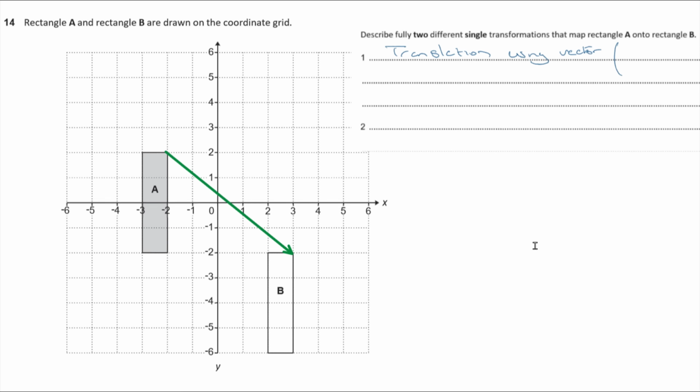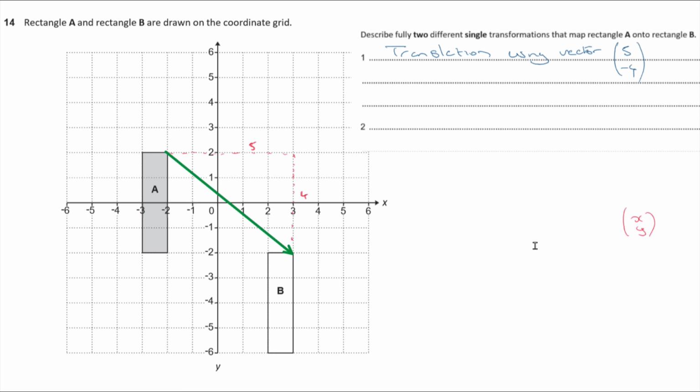Okay, now a vector is always written down in the form x over y, where x is the change in x. So that's like 1, 2, 3, 4, 5 units in that direction. And the y number is the change in y. And that's 4 there, but that's down. So it's going to be positive 5, negative 4. So 5 along and negative 4 up, which is 4 down. Okay, so that's the first type of transformation we could describe.